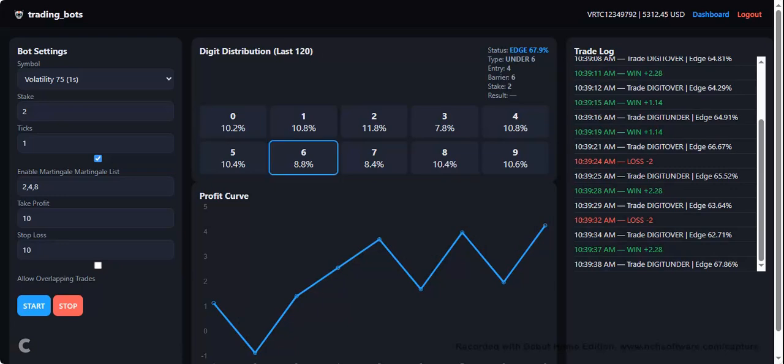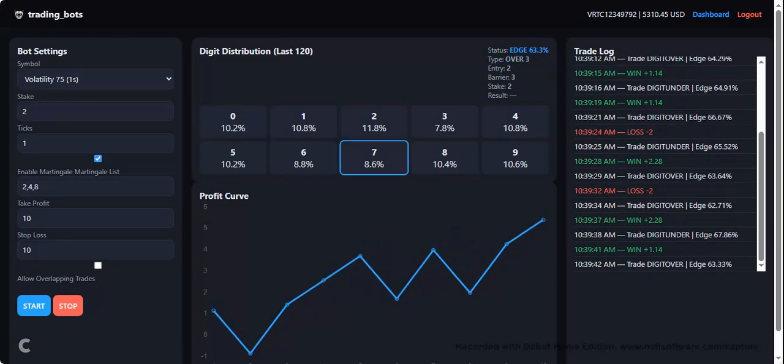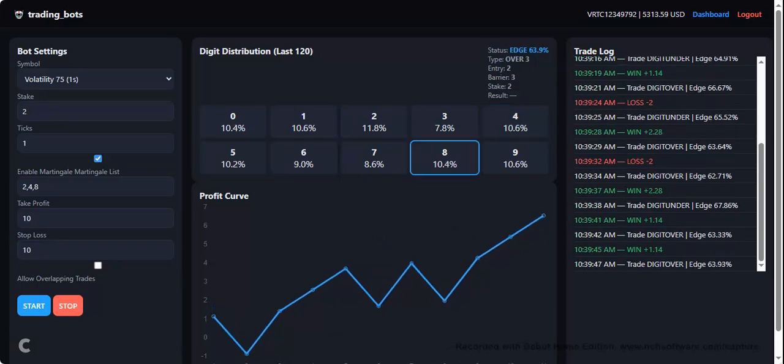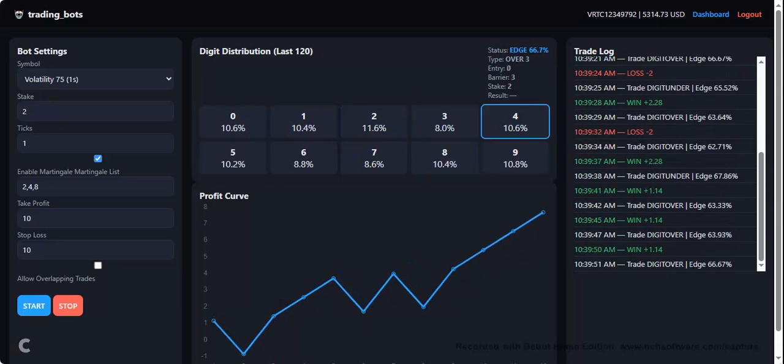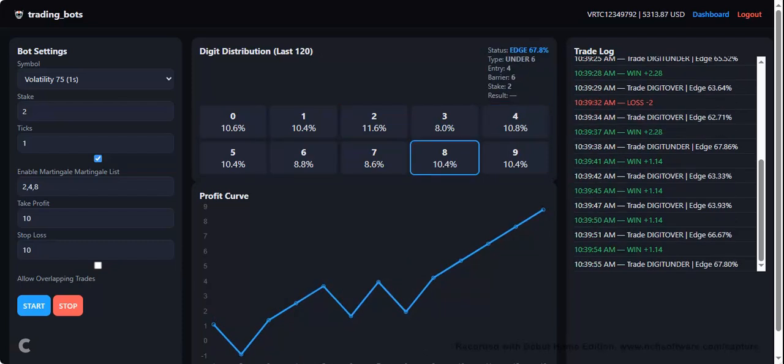Below the distribution panel, the profit curve tracks performance over time. As trades are placed, the curve helps the user see whether the bot is moving upward, recovering, or approaching a risk limit. This makes performance easier to follow than relying only on individual trade results.